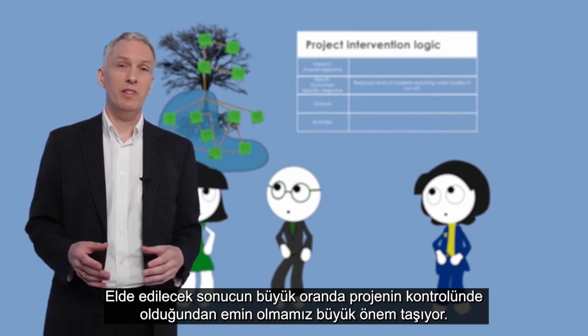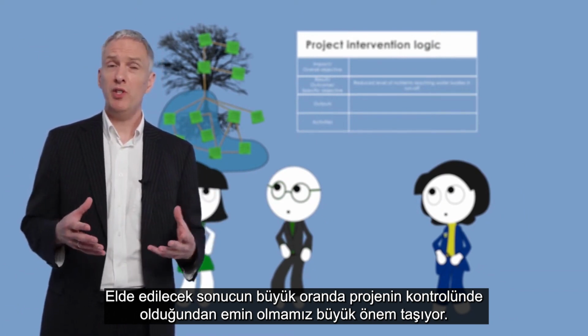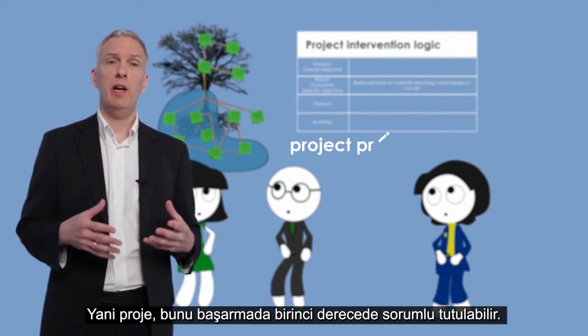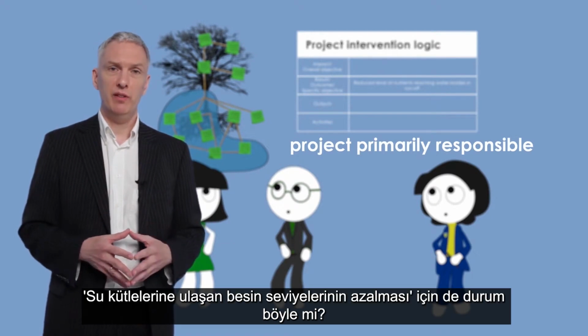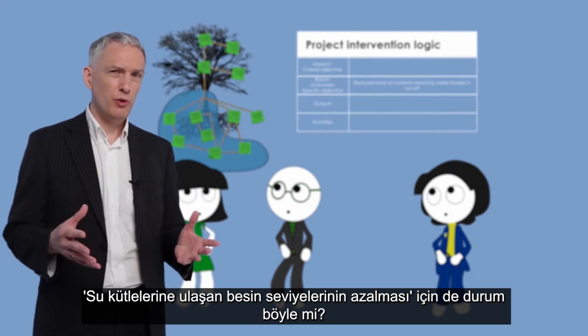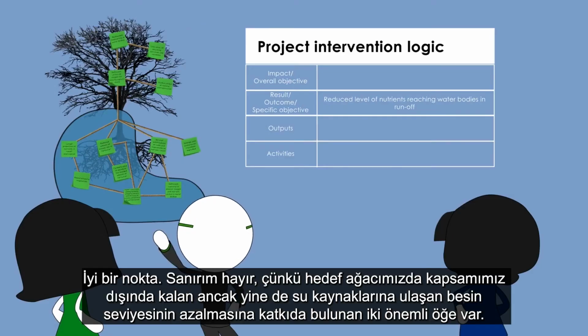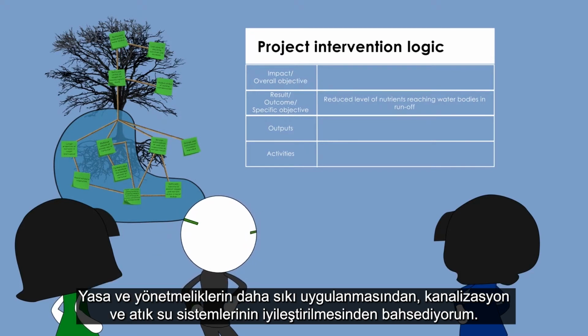It is of key importance that we are sure that the result to be achieved is mostly under the project's control. That is to say, the project can be held primarily responsible for achieving it. Is this the case for reduced levels of nutrients reaching water bodies? Good point. I suppose not, since there are two important items in our objective tree outside our scope, but still contributing to the reduced level of nutrients reaching water bodies. I'm talking about the stricter enforcement of the laws and regulations and the sewage and wastewater systems being upgraded.